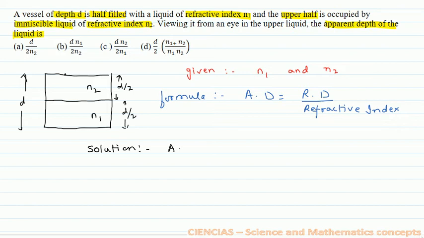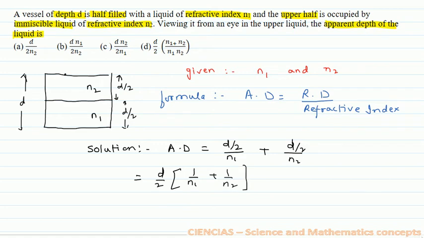So apparent depth for composite liquid will be equal to, for the first liquid, real depth is d by 2 upon refractive index N1. For the second liquid, d by 2 upon refractive index N2. So I take out d by 2 common. So this becomes 1 upon N1 plus 1 upon N2. By taking the LCM, we get this equals d by 2 bracket N1 plus N2 upon N1 N2.